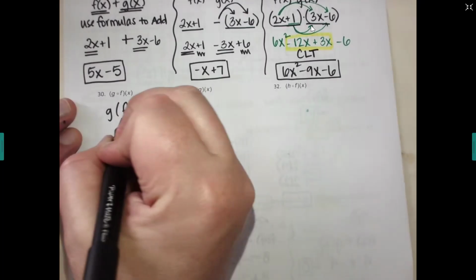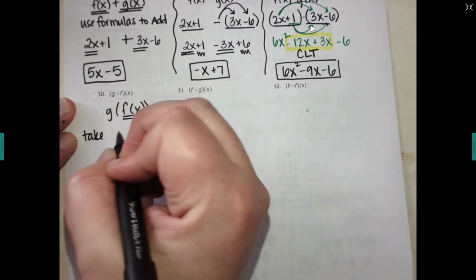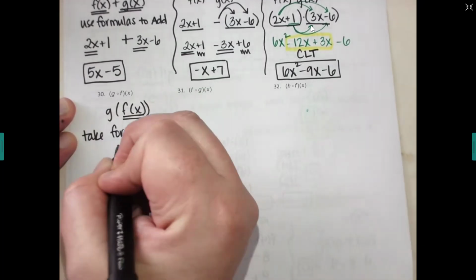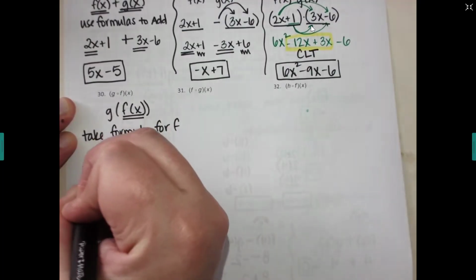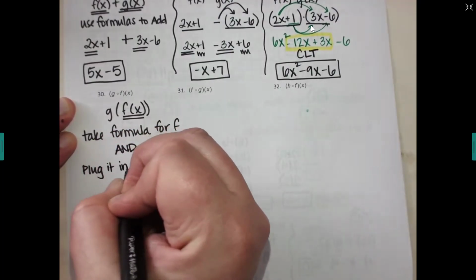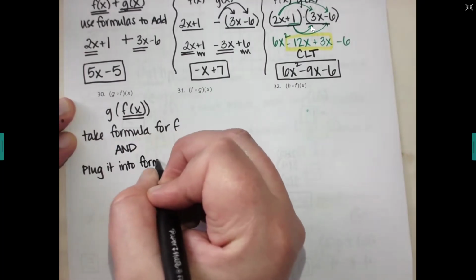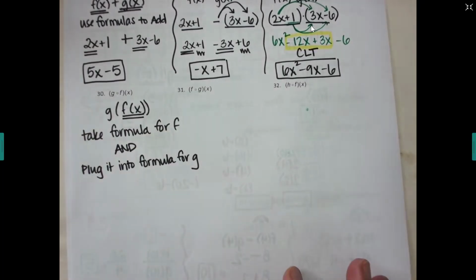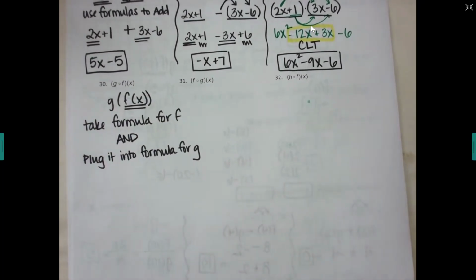What that means is you're going to take the formula for F and plug it in to the formula for G. Okay, now obviously I'm not going to have you write that every time. But just since this is the first one that we're doing, you're going to take the formula for the middle function, which in this case is an F, and you're going to plug it into the formula for the outside function, which is G. So inside goes into outside.